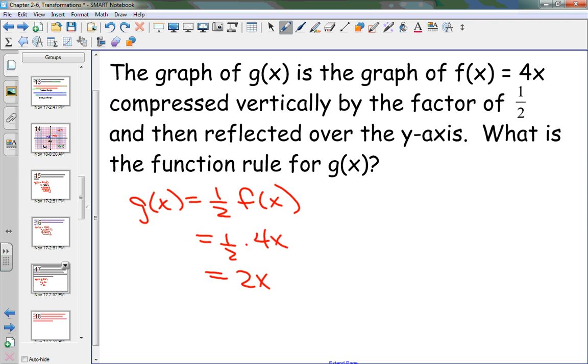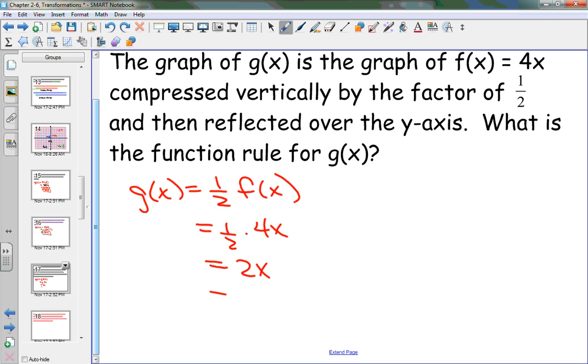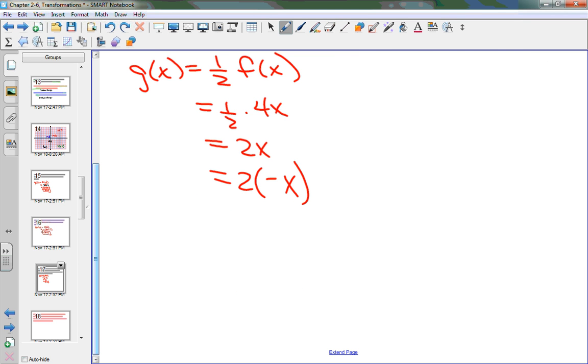Reflect it over the y-axis. Okay, visualize that coordinate plane in your head again. If I'm reflecting over the y, that means I'm folding hamburger or hot dog. I'm folding hot dog style over that y, which means what changes? Well, x's change. So I'm going to put, every place I see an x, a negative x. Do we see that? So what's that going to give me? So g of x is actually the function negative 2x.